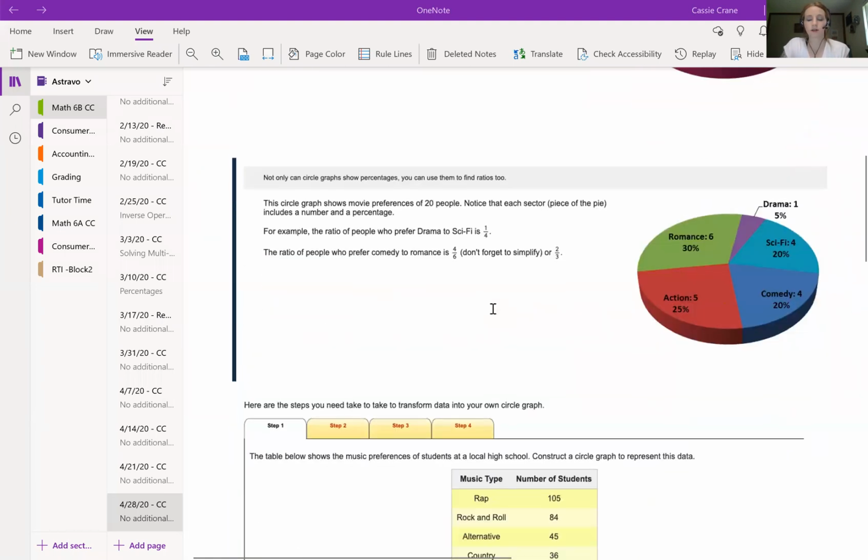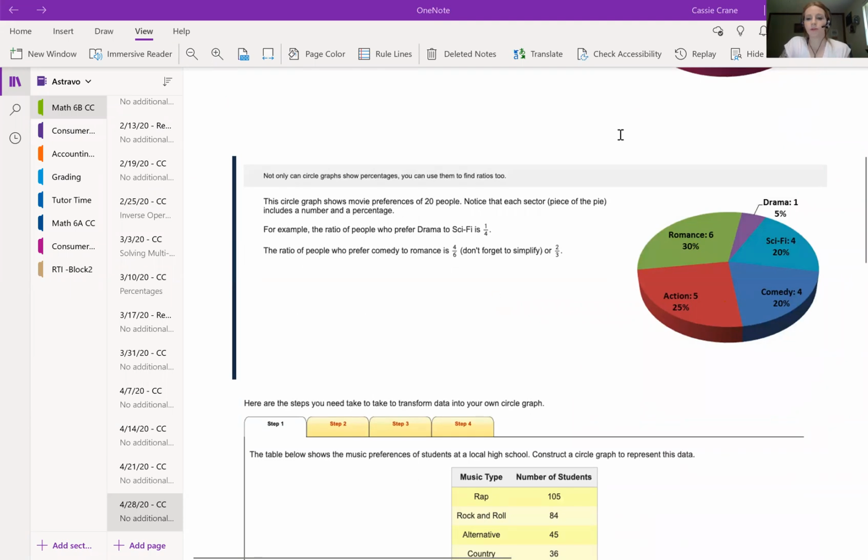All right, let's look down at this next example. With the first one, we were looking at percentages, but this one we're going to look at finding ratios. We've still got a pie chart broken up into sections, and it still tells us the percentage of each section, but we're going to use it to make ratios. This one shows movie preferences of 20 people, which would be our total. That's how many people were sampled in this example. Each sector, which is a vocab word from this lesson, means section or piece of the pie. Each sector includes a number and a percentage.